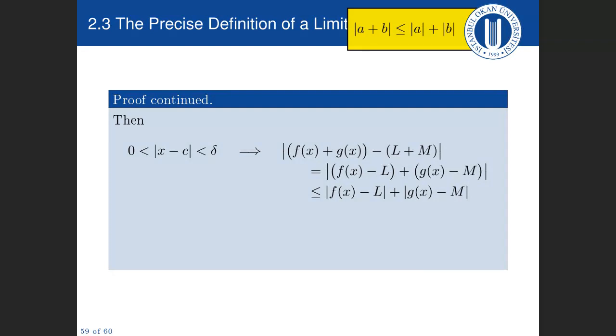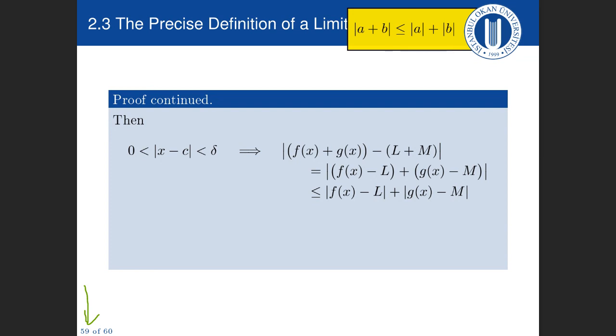Now, I go on, look in the yellow box at the top. This inequality is called the triangle inequality. If a and b are any numbers, the absolute value of a plus b is always less than or equal to the absolute value of a plus the absolute value of b. I'm going to be using that here. Now I'm ready to finish the proof. This is slide 59 out of 60. So we're about to finish.